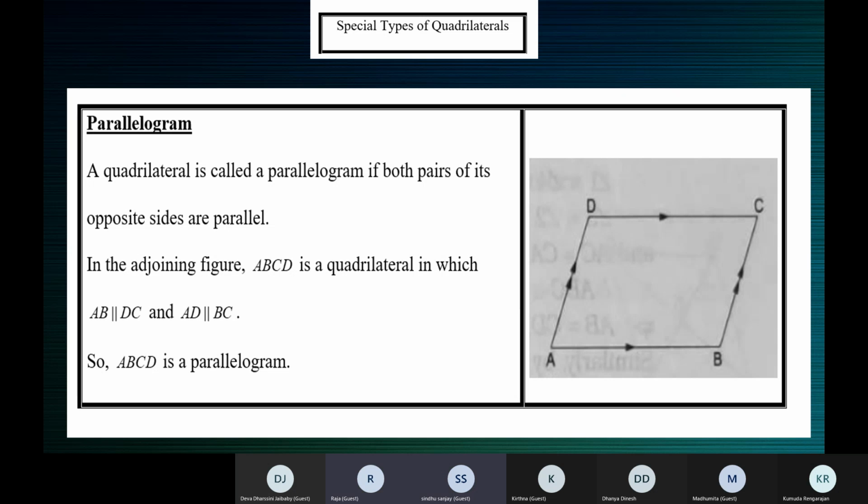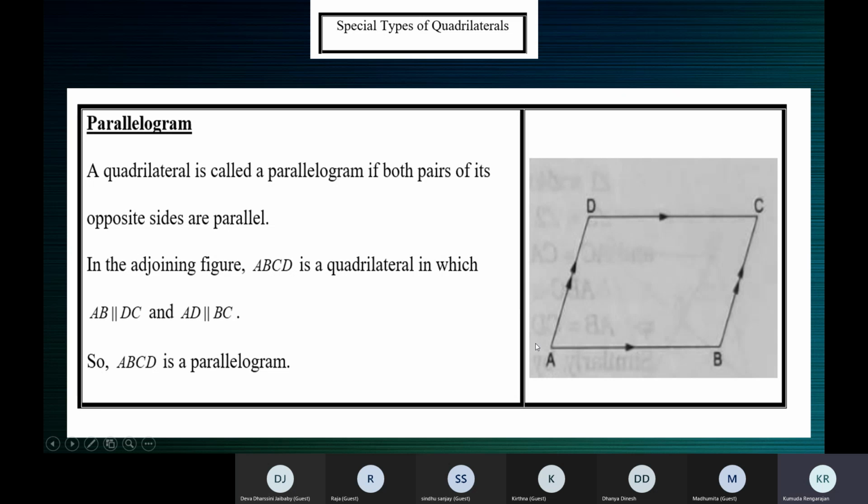So given the measure of an angle, you can find the remaining angles. If angle A is 60 degrees, you can find the remaining angles by the properties. Opposite angles are equal, adjacent angles are supplementary. If you know one angle of a parallelogram, you can find the remaining angles. But when you know one side, you can find the opposite side because opposite sides are equal. Adjacent sides you can't find. At least one should be given, then you can find the other one.